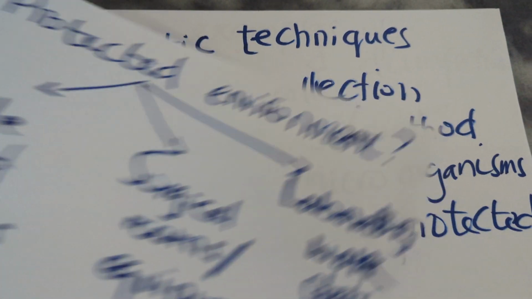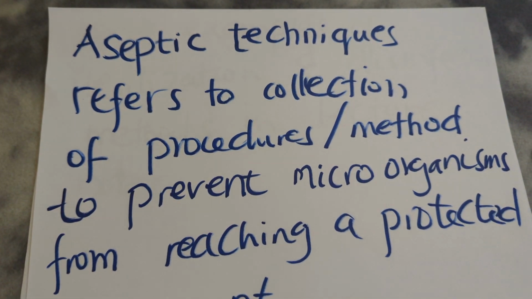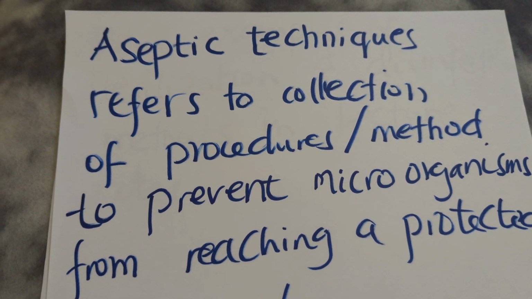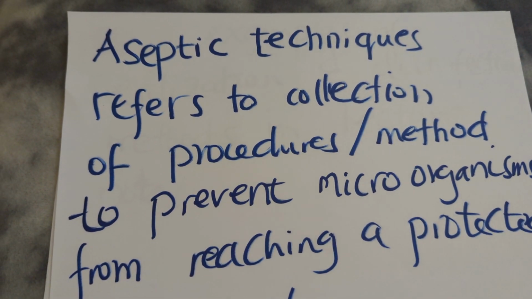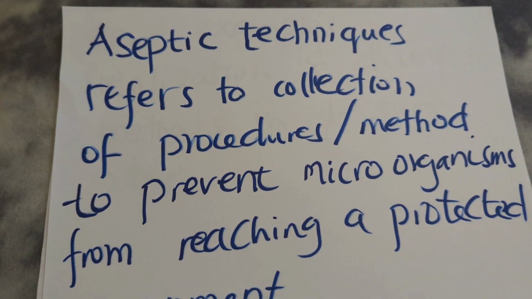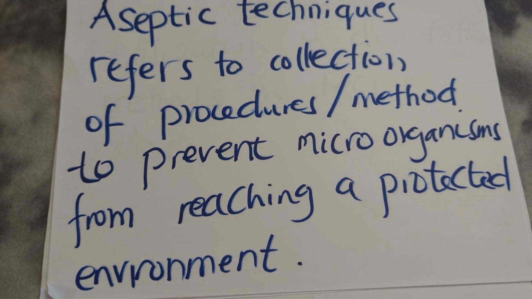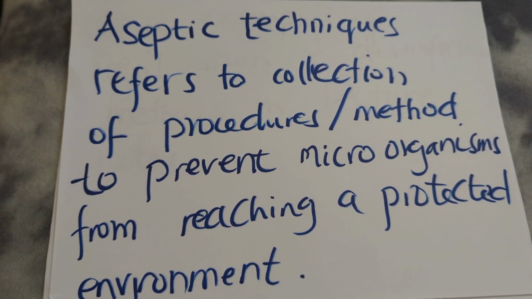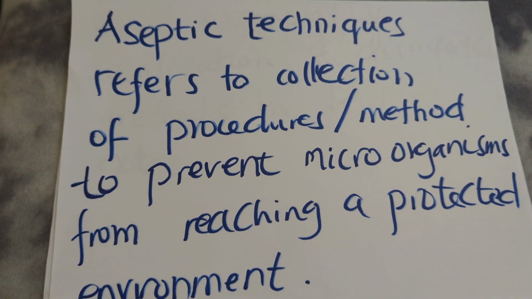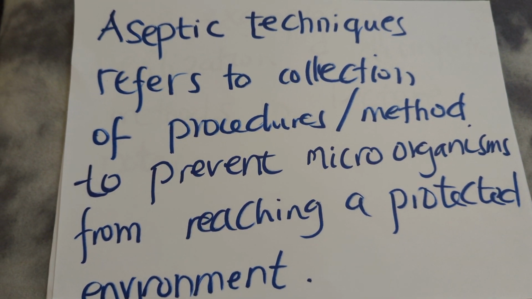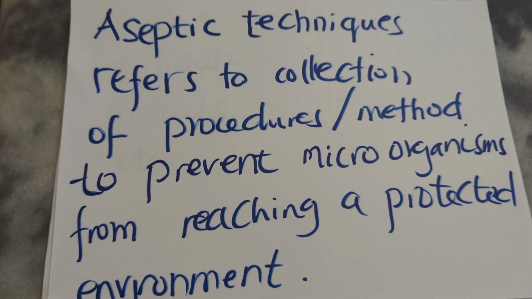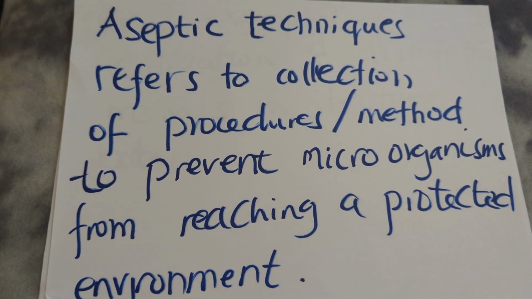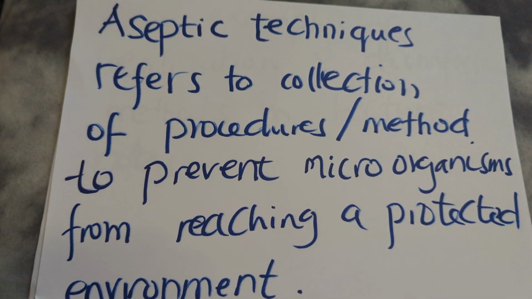Okay, but let's just clearly define it now. Now that we know asepsis, what are aseptic techniques? That's what I was trying to really hone in on. Aseptic techniques are a collection of procedures and methods to prevent microorganisms from reaching a protected environment. So this is preventing the spread of microorganisms. This is infection prevention. This is aseptic techniques, all summed up.